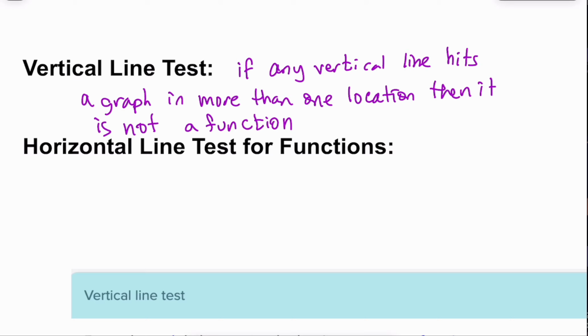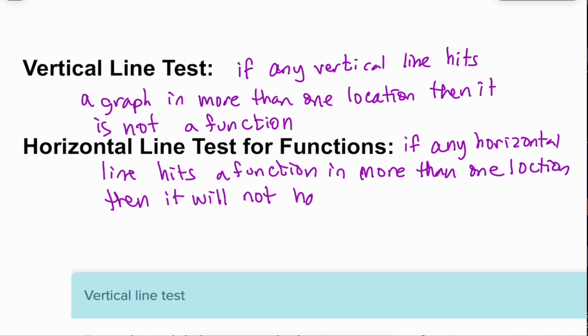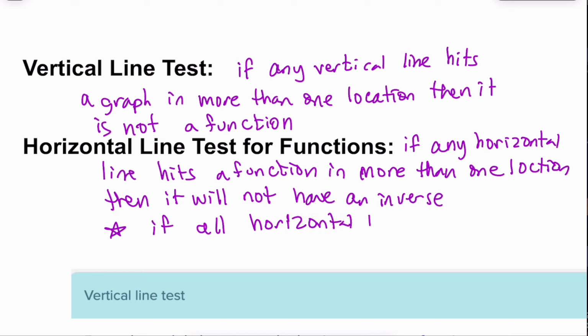Now let's talk about the horizontal line test. The horizontal line test is for something we already know is a function. If, let's word it the same way, if any horizontal line hits a function, so it's already passed the vertical line test, in more than one location, then it will not have an inverse. If all horizontal lines are good, then the function is 1-to-1.